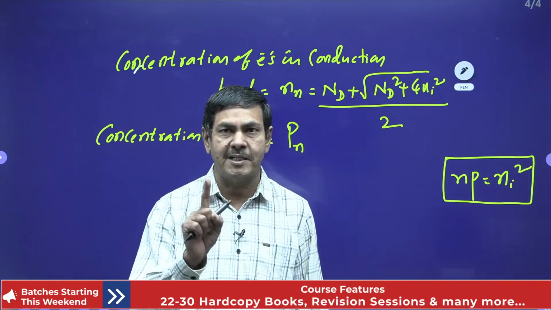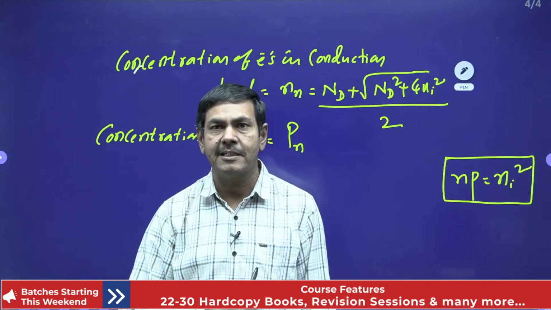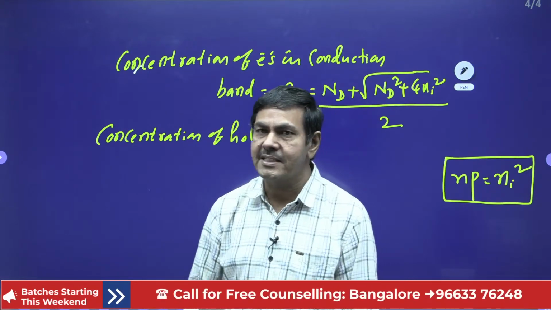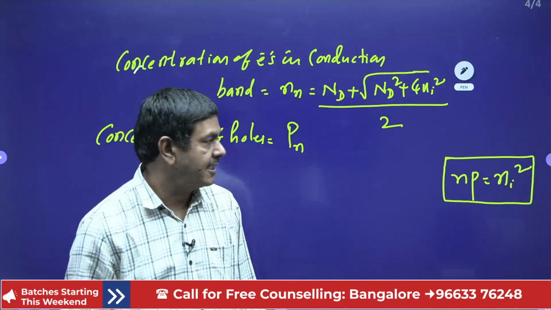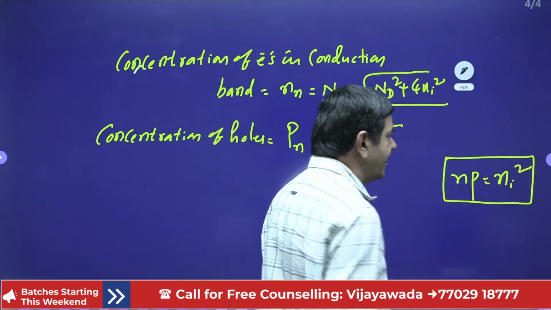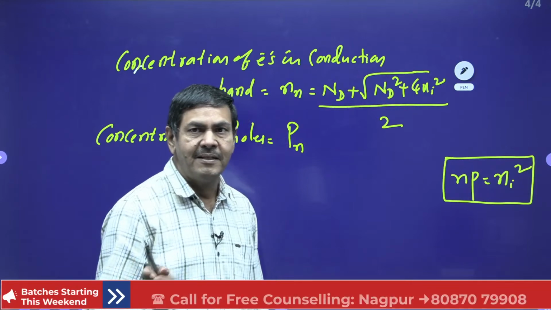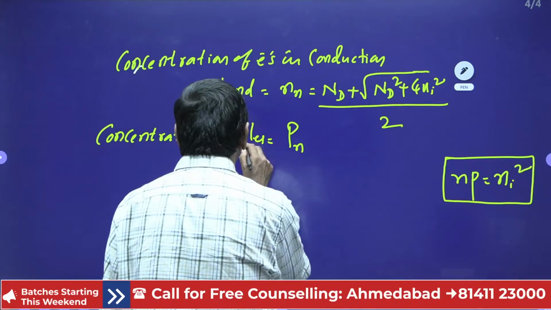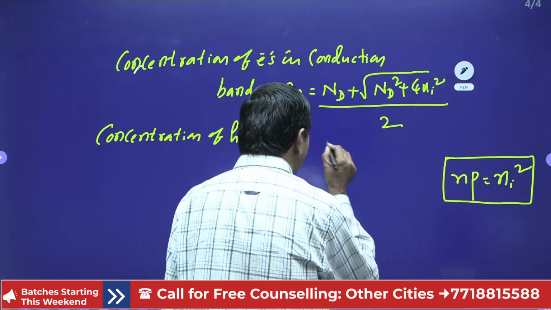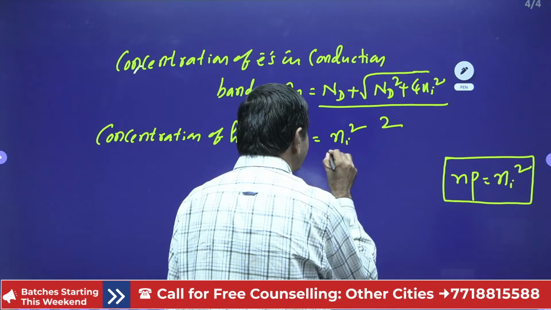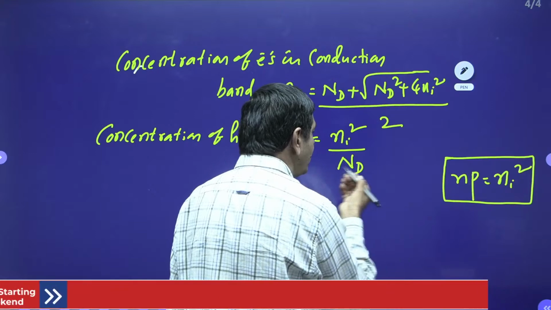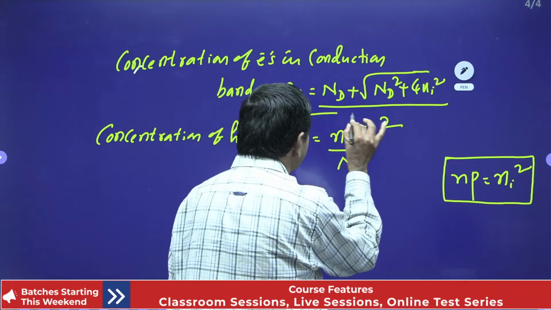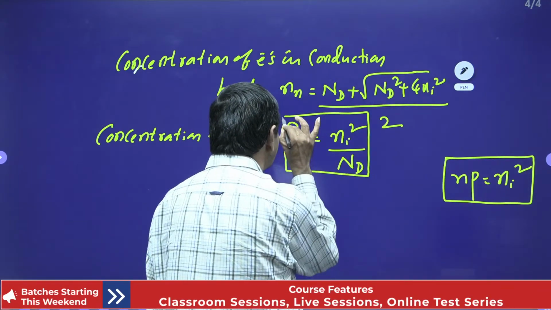I am repeating once again, what is mass action law? Under thermal equilibrium condition, the product of the concentration of electrons and concentration of holes is equal to the square of intrinsic concentration. That is nothing but N into P equal to Ni square, we can write it now. This formula is applicable for intrinsic and also for extrinsic semiconductors, I said now. But anyhow, we want concentration of the holes Pn. How can I find it? By using this formula: Ni square by Nd. N is approximately equal to Nd. Nd means donor concentration. By using this formula, they will determine concentration of holes, we can say.